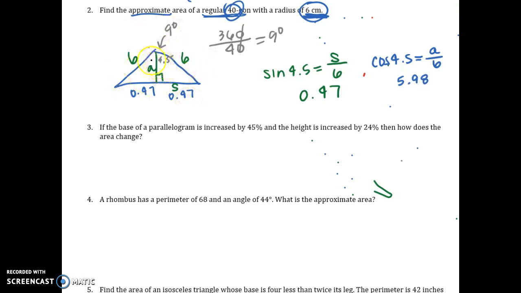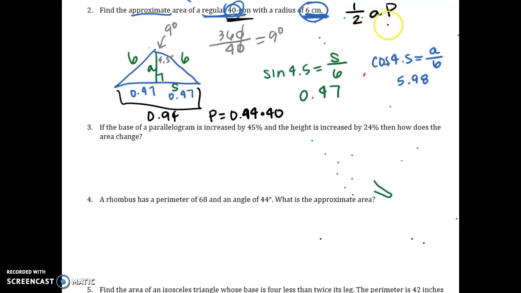So from here, you can do a couple different things. You can find the area of this triangle and then multiply it by 40 because there's 40 of them. Or you can do your 1/2 apothem times perimeter. This side is 0.47 times 2, which is 0.94, which means my perimeter would be 0.94 times 40, which is 37.6.